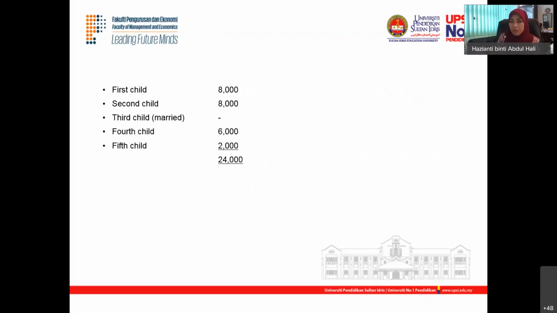So can you see from here, say we get the total income from the father, employment, rental, but the child relief alone can give him a relief of 24,000, which is a lot, so that will reduce the chargeable income. Alright, next one.